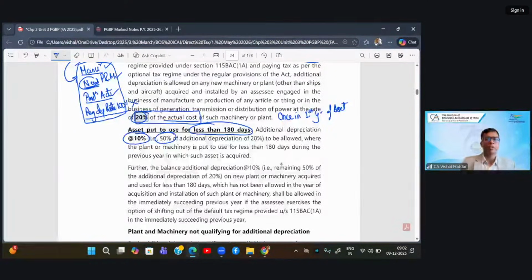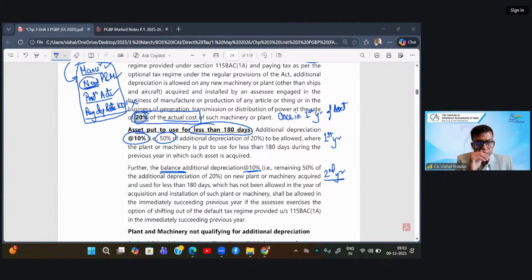Now, interestingly, here you will be allowed depreciation in the first year as well as the second year. First year you took half, so the balance 10% you will take in the second year. So this is the only case where additional depreciation will be allowed in the second year also, because you have taken half, that is 10% in the first year, and the balance 10% you claim in the second year. But this is not possible thereafter. And for every new plant and machinery, only once will you take this additional depreciation.